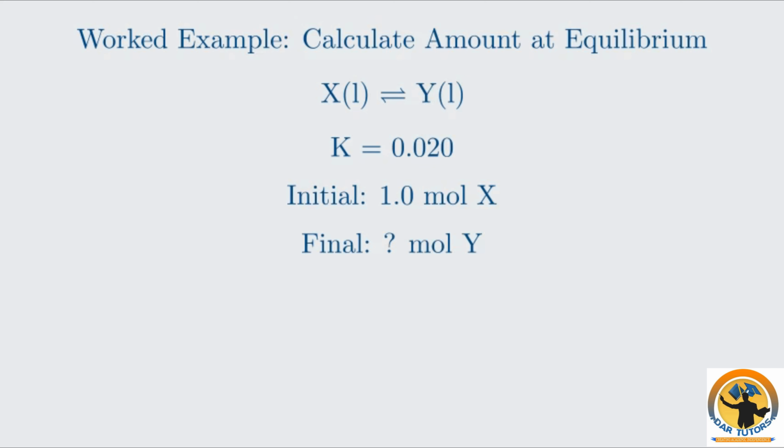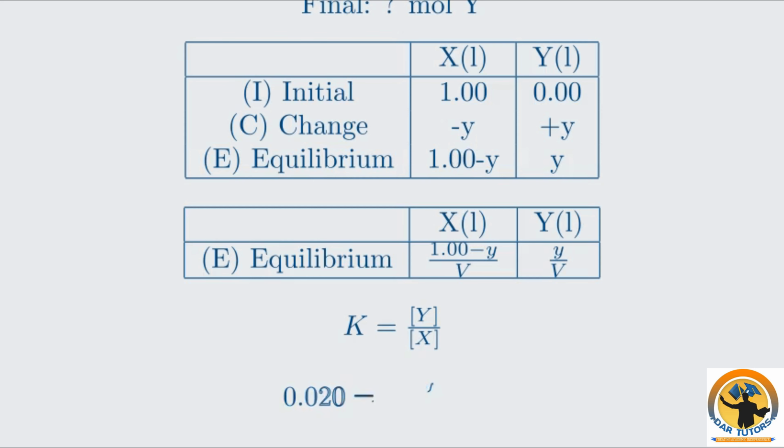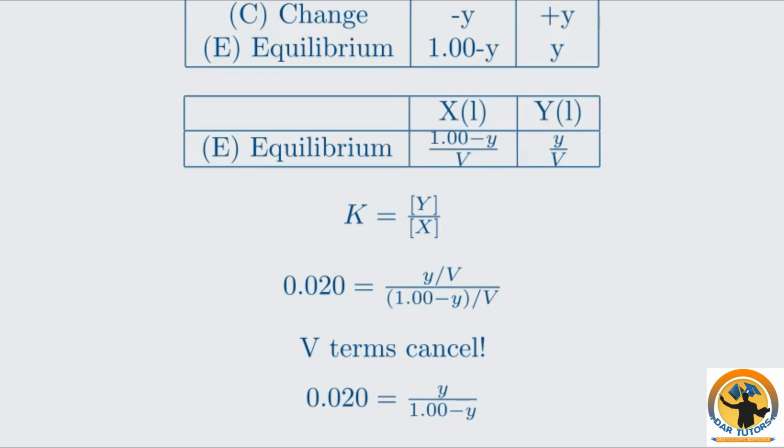We need concentrations for our K expression. Since we don't know the volume V, we'll carry it as a variable. The equilibrium concentration of X is its amount, 1.0 minus y, divided by the volume V. The equilibrium concentration of Y is its amount, y, divided by V. Now we substitute these into the equilibrium constant expression. The equilibrium expression is K equals concentration of Y over concentration of X. Plugging in our expressions gives K equals y over V, divided by the quantity 1.0 minus y over V. Notice the volume term V cancels out.